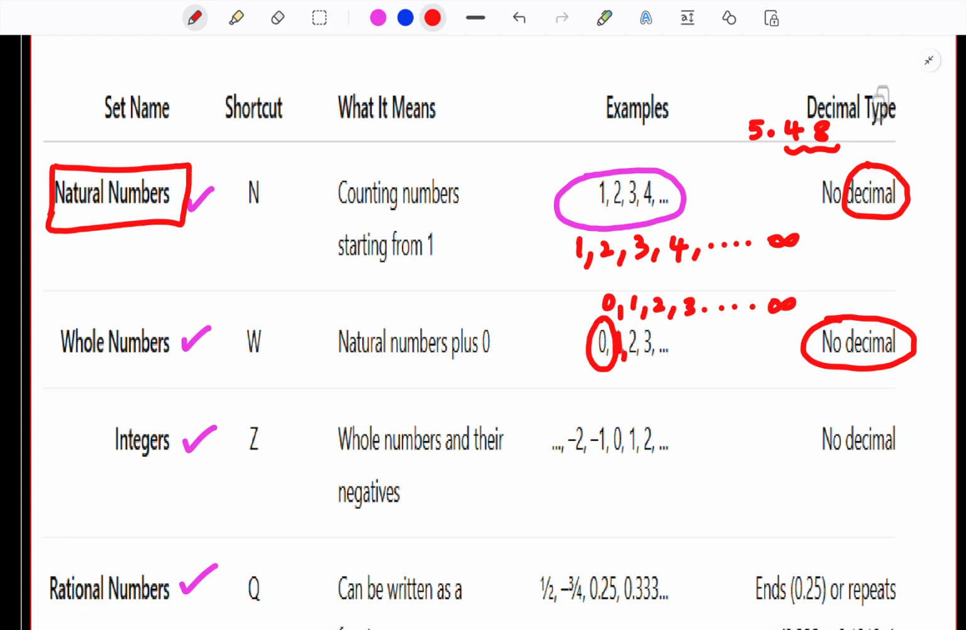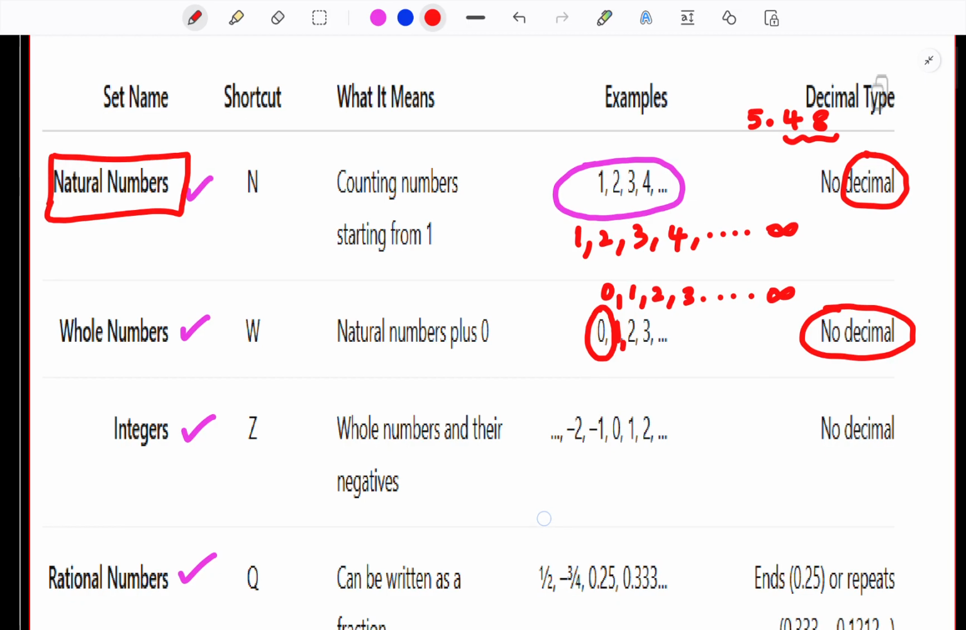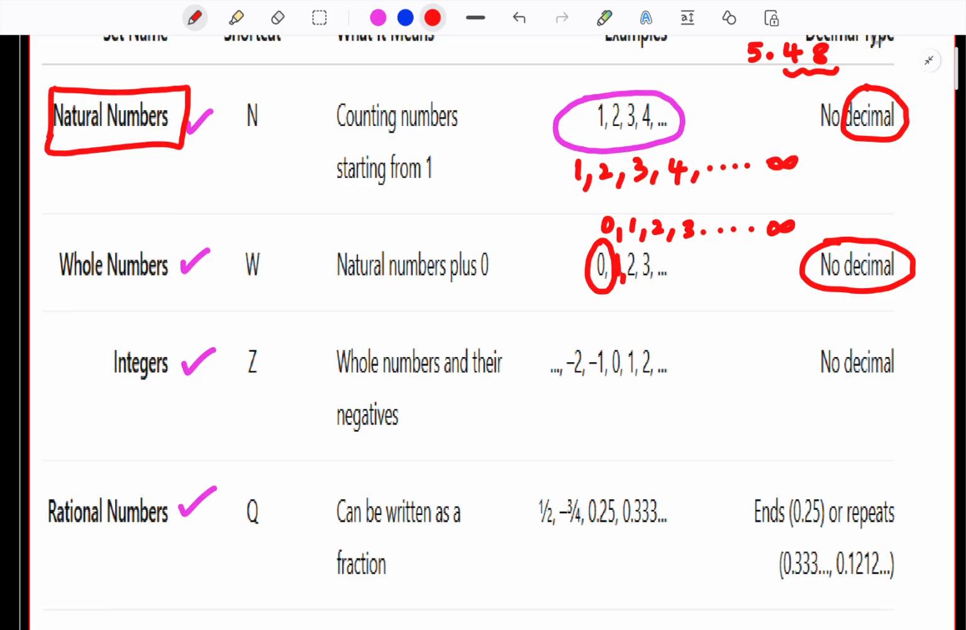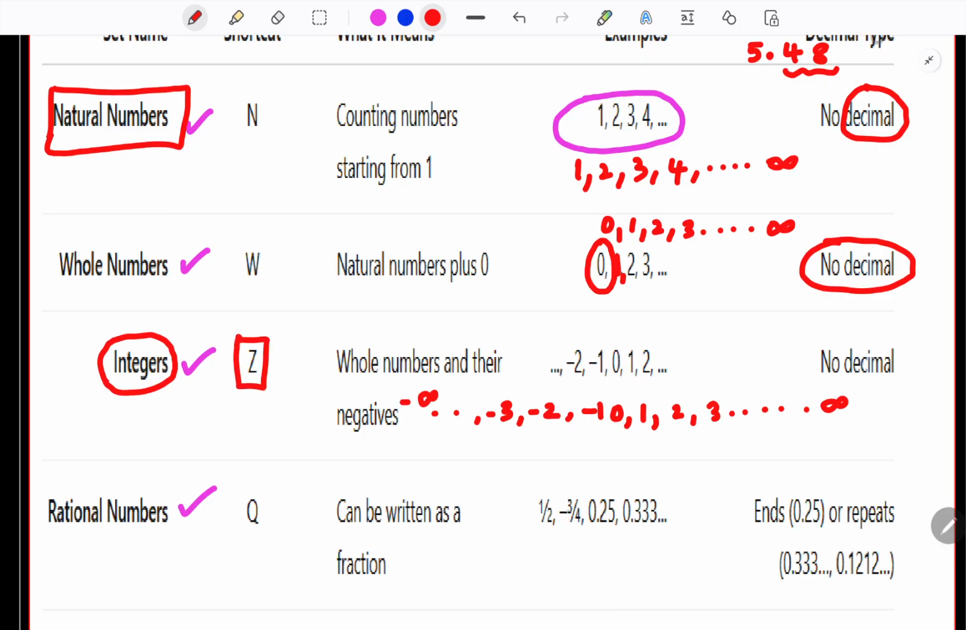Next we are going to start integers. What do you mean by integers? First you write the natural numbers 1, 2, 3, 4, 5, 6. Then you write the whole number 0. After that, all the negative numbers -1, -2, -3 up to negative infinity, and on this side up to positive infinity. These numbers are called integers. The notation for integers is Z, the notation for whole numbers is W, and the notation for natural numbers is N.